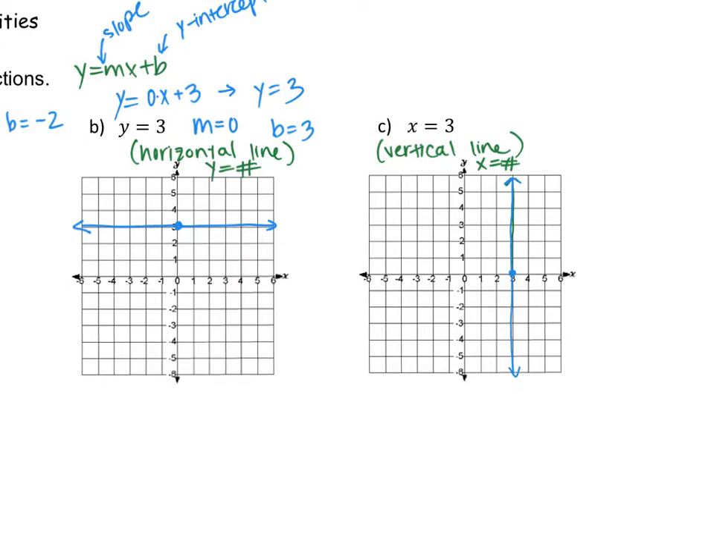All right, so just as a reminder, anytime you have x equals a number, you have a vertical line. If you have y equals a number, you have a horizontal line.